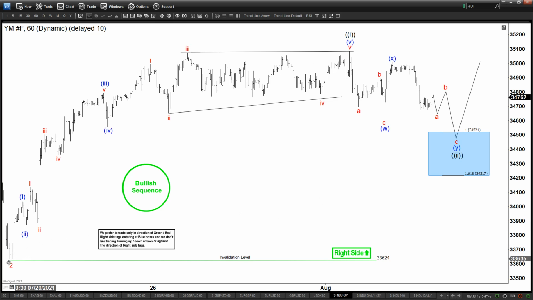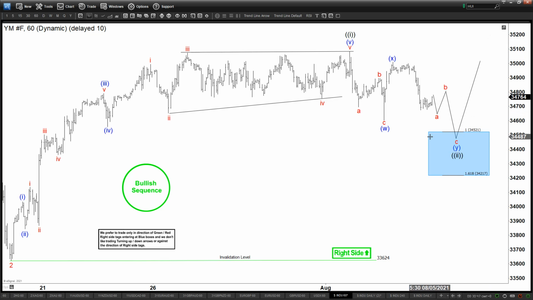Now we can see we ended wave 2 here, and that means we are now within the wave 3, and within the wave 3 it subdivides into another 5 waves in the lesser degree. So we ended with 1 of 3 right here, and now doing 2 of 3 pullback as a 7 swing or double zigzag structure. Okay, so this is the area where potentially you can find buyers and then go higher again.